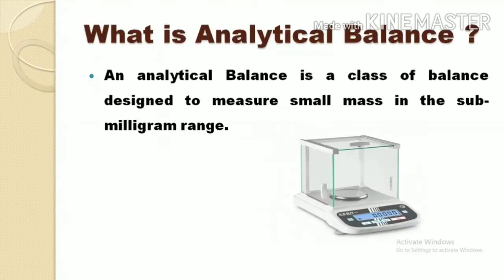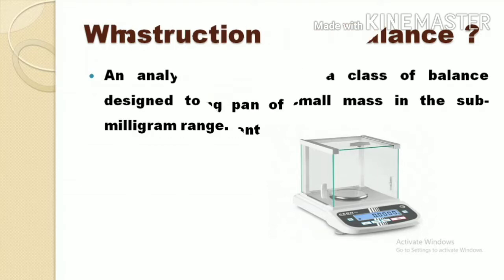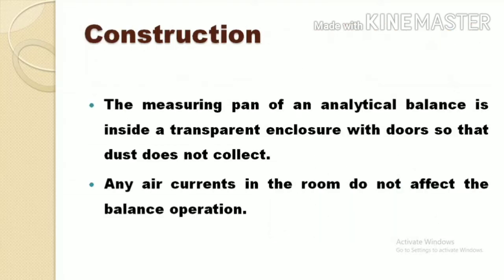First of all, we understand what is analytical balance. An analytical balance is a class of balance designed to measure small mass in the sub-milligram range. Construction. The measuring pan of analytical balance is inside a transparent enclosure with doors so that dust does not collect. Any air currents in the room do not affect the balance operation.